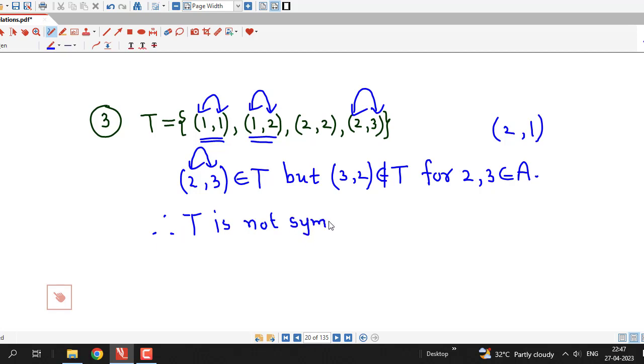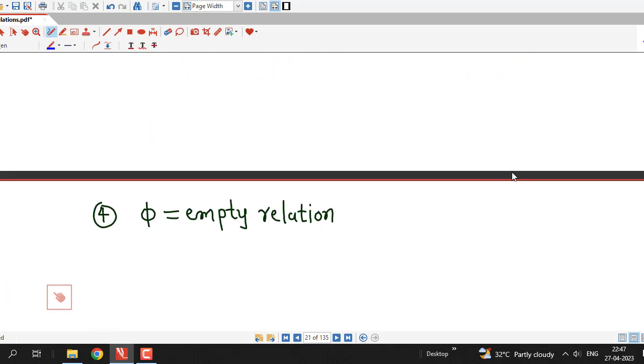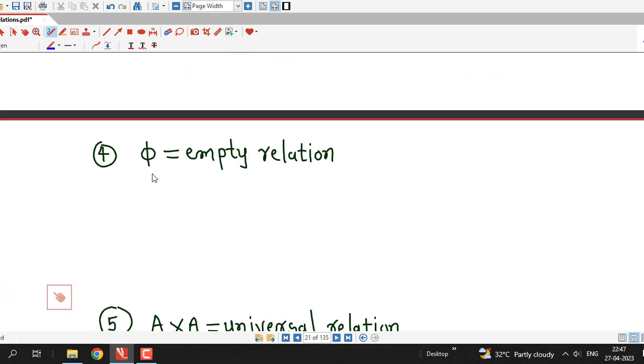If our relation is not symmetric, then we have to show the existence of two elements such that this condition is satisfied. 2, 3 belongs to T, but 3, 2 is not in T, for 2, 3 in the given set. Next one is the empty relation.